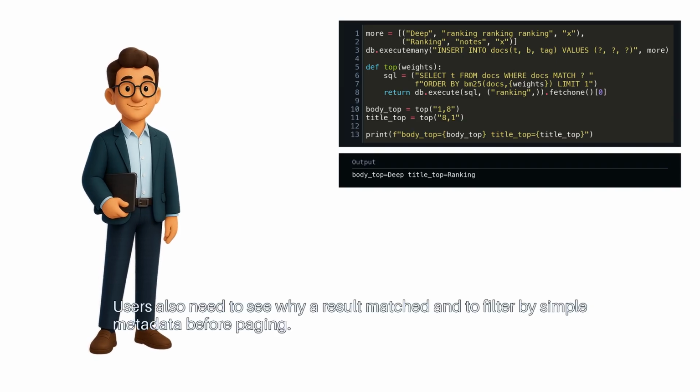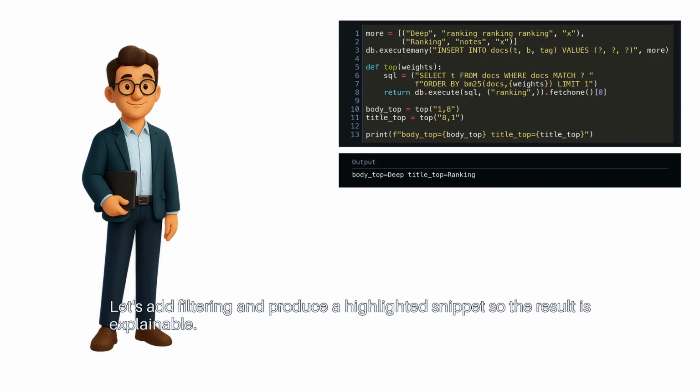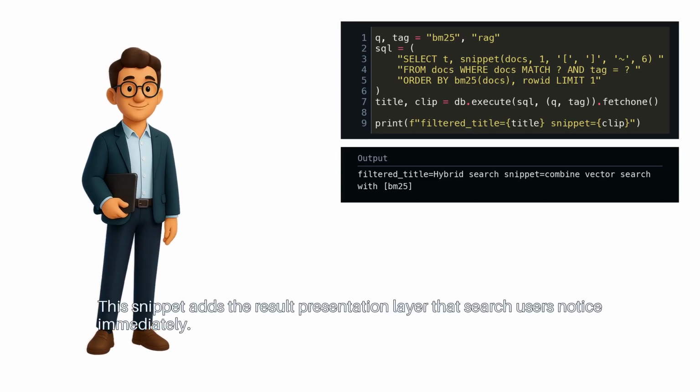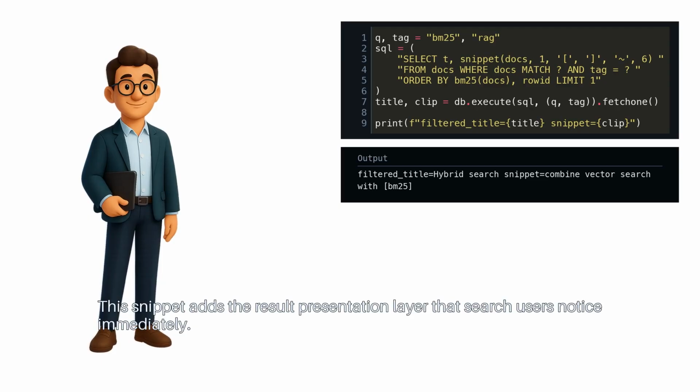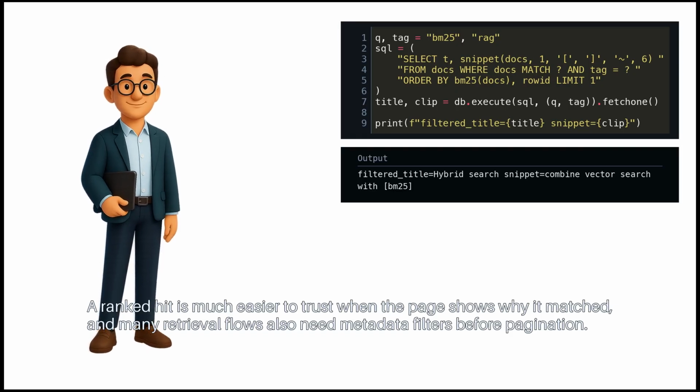Users also need to see why a result matched and to filter by simple metadata before paging. Let's add filtering and produce a highlighted snippet so the result is explainable. This snippet adds the result presentation layer that search users notice immediately. A ranked hit is much easier to trust when the page shows why it matched.